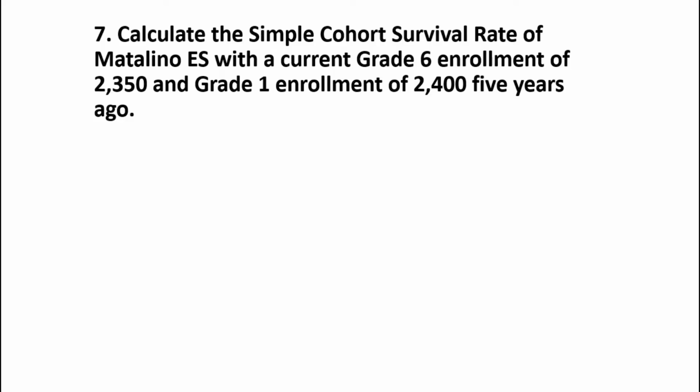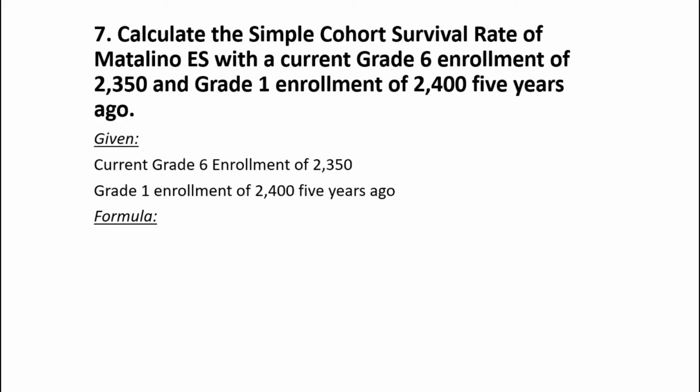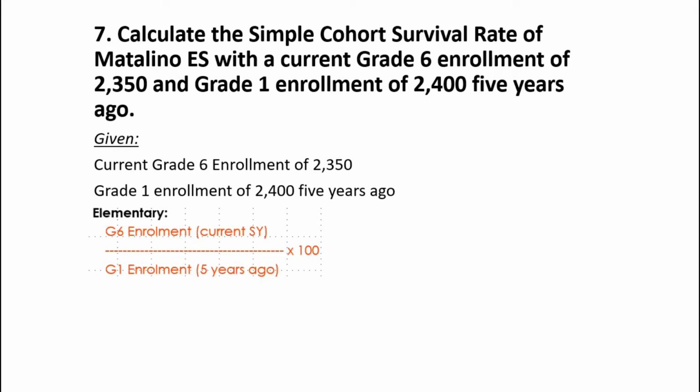Okay, time is up. So the given is the current grade 6 enrollment of 2,350. Ba, malaking school to. Grade 1 enrollment of 2,405 years ago. So, i-consider po yan. And the formula for elementary is for grade 6 enrollment for the current school year, so that is 2,350 all over grade 1 enrollment 5 years ago. So, that is 2,400. So, the answer will be 97.92%. So, nabawasan lang ng kaunti.